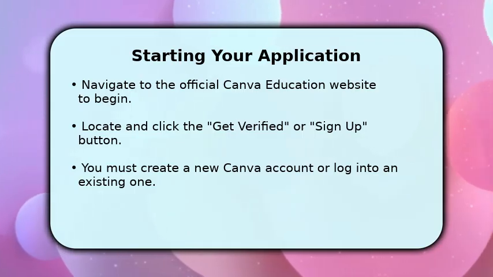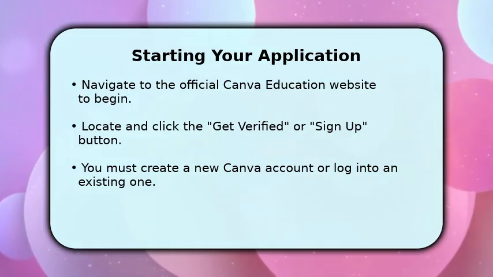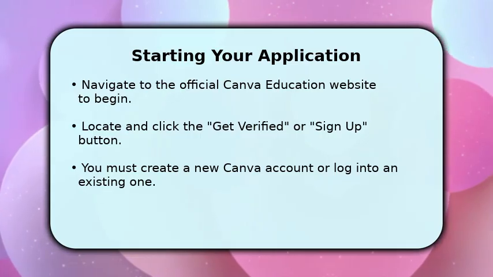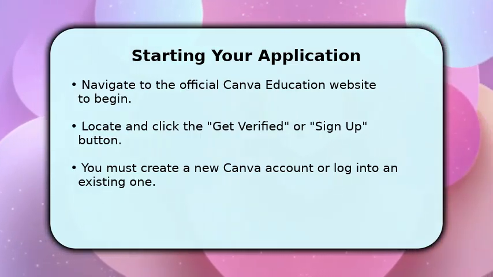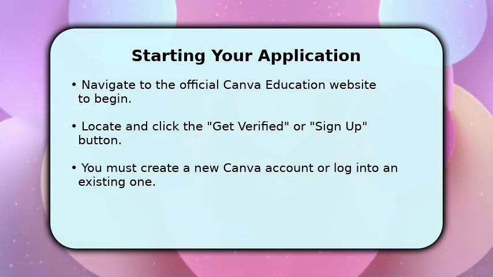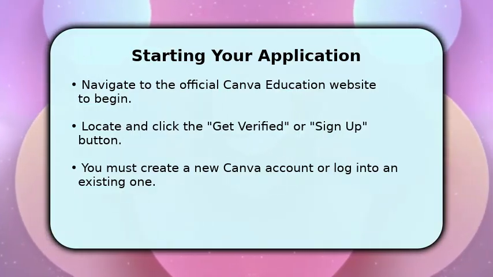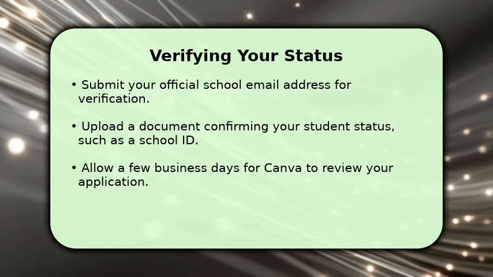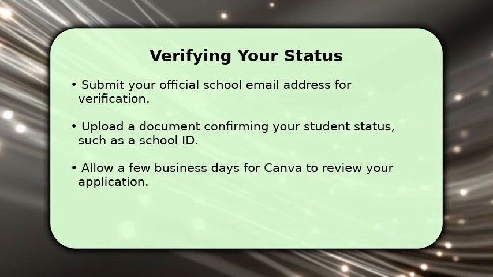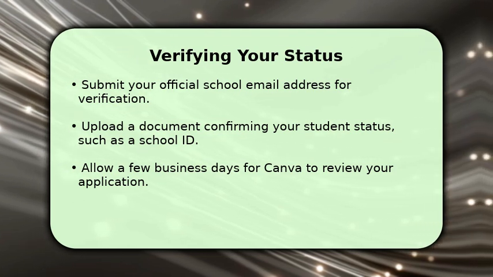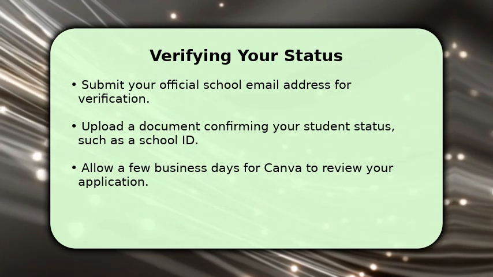You'll either need to create a brand new Canva account using your school email or log in if you already have a personal account you wish to upgrade. This ensures your application is linked correctly. Next, you'll need to verify your eligibility. This typically involves submitting your school email address, which Canva will use to confirm your affiliation.